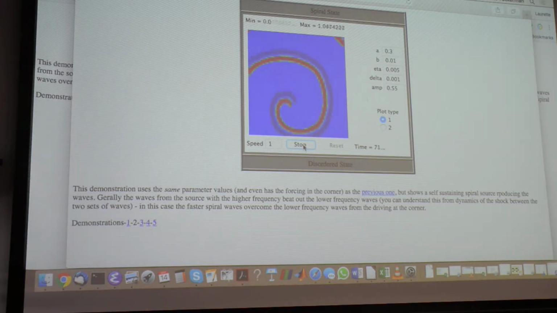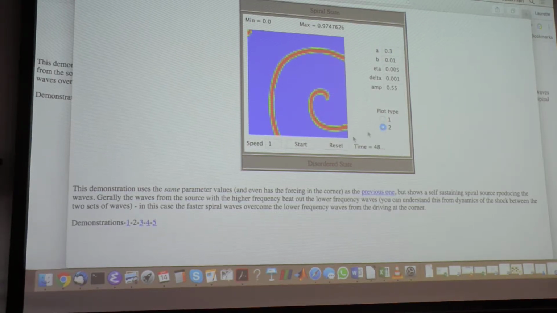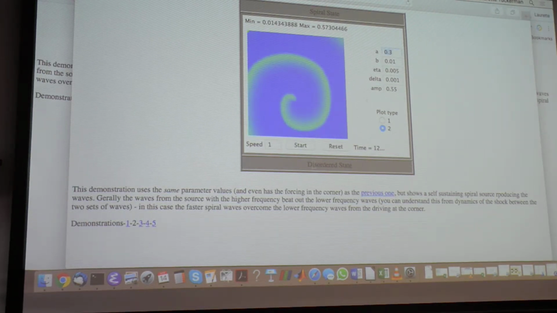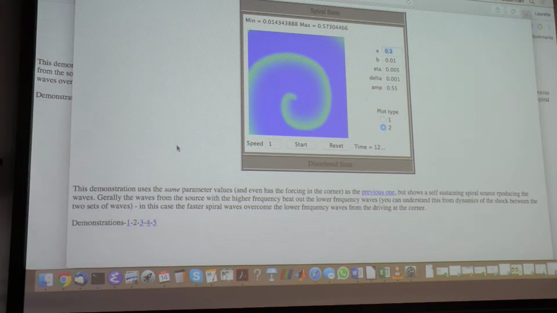So it's a property of these excitable media that they form these spiral waves. You have spiral waves in your heart. And that was the, let's see, which wave state is it? Plot type 2. What's plot type 2? Oh, it's just different colors. Okay, stop, and then what is this about the spiral state, disordered state? Are there two of them?